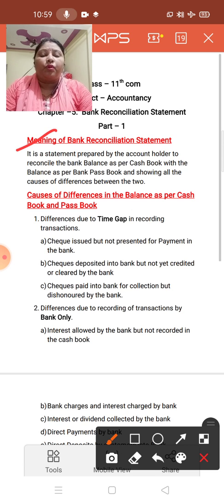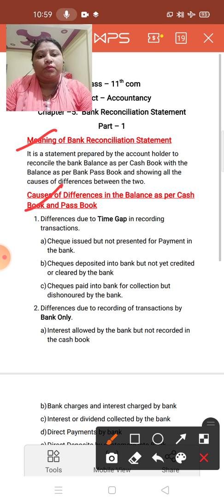We have to know the reasons, what are the reasons why they are not equal. If the transactions of the same firm are in the cash book and in the passbook, then what are the reasons behind it, why are they not the same? So, causes of differences in the balance as per cash book and passbook.